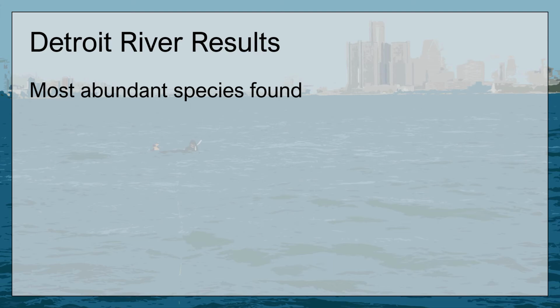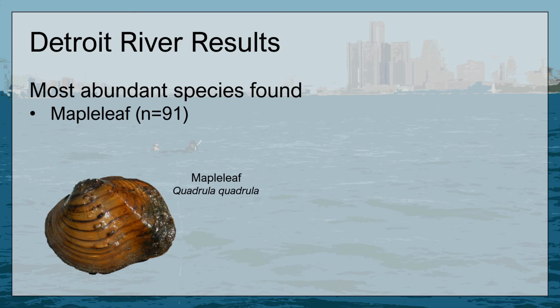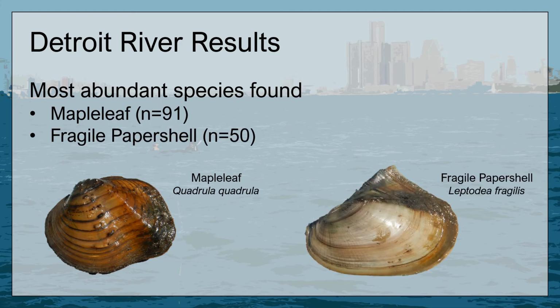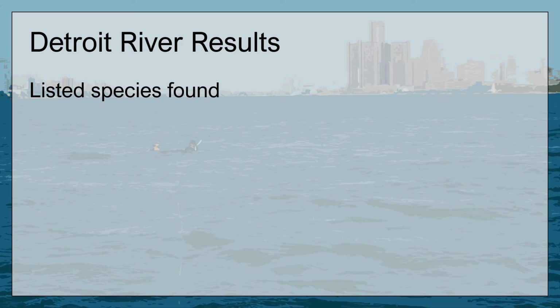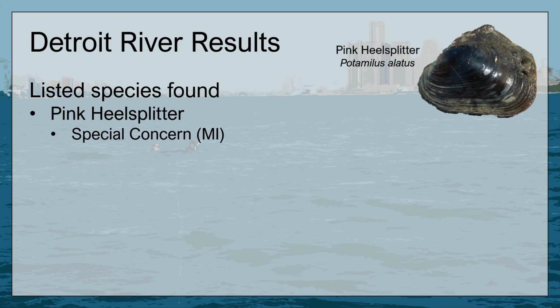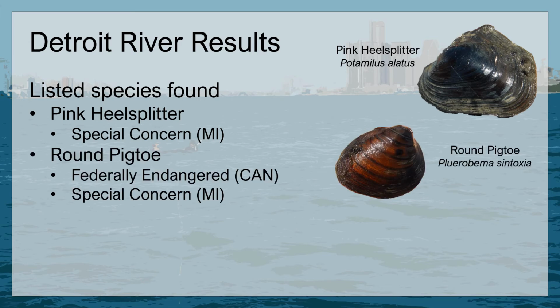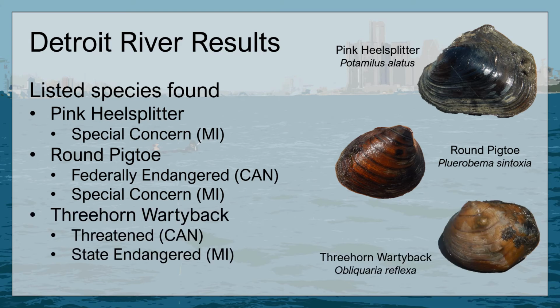Among the 5 sites with live unionids, the most abundant species found were the maple leaf, of which we found 91, and the fragile paper shell, of which we found 50. Some species of note that we found alive include the pink heelsplitter, which is listed as special concern in Michigan, the round pigtoe, which is listed as federally endangered in Canada and special concern in Michigan, and the three-horned wartyback, which is listed as threatened in Canada and state endangered in Michigan.